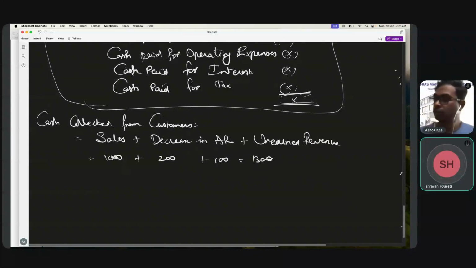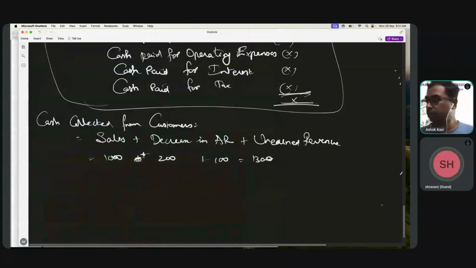Now suppose in the question there is an increase in accounts receivable, what should you do? You should make it minus. If it is a decrease in accounts receivable, it is plus, that means we are receiving. If it is an increase in accounts receivable, we will minus.